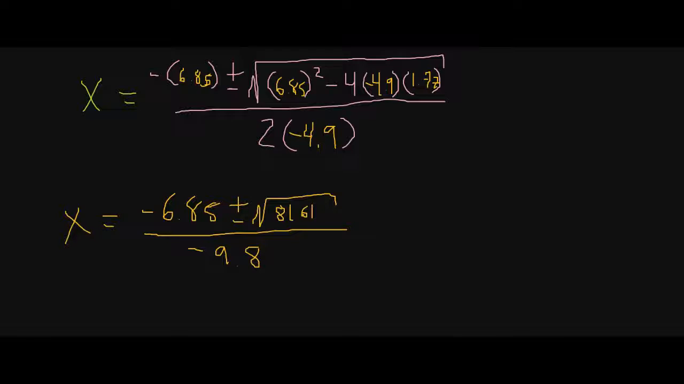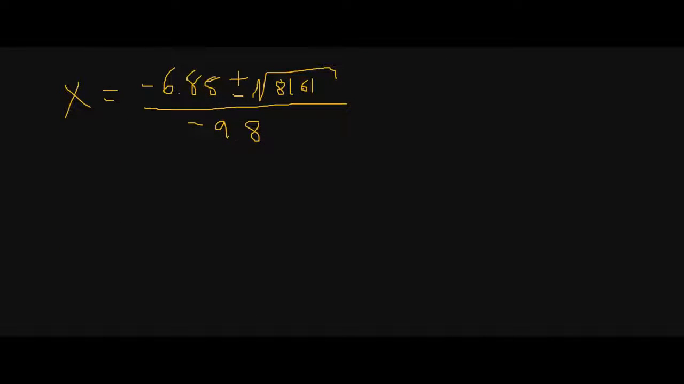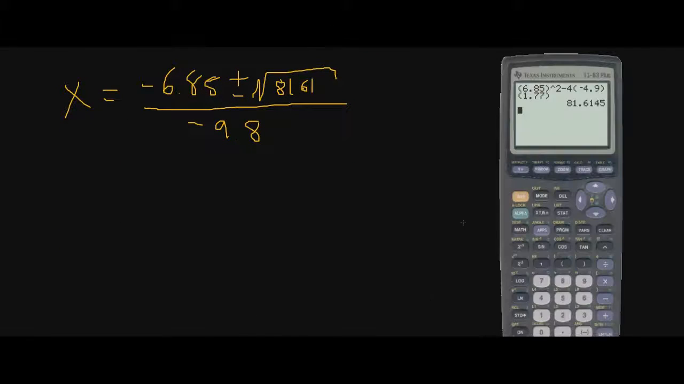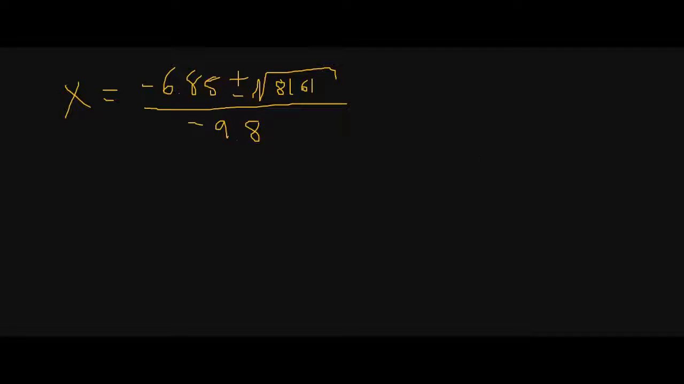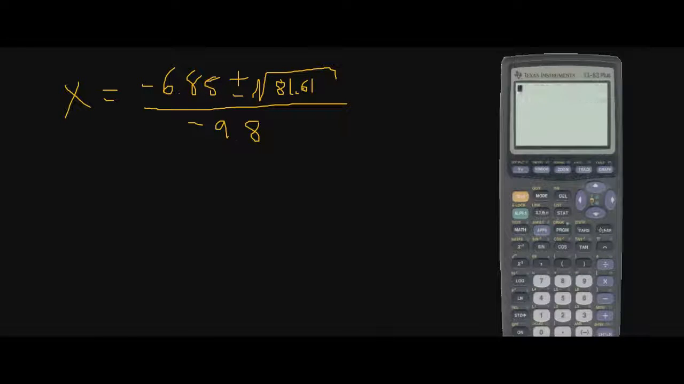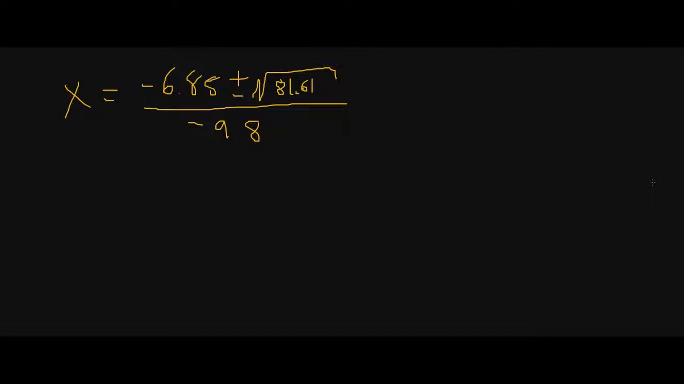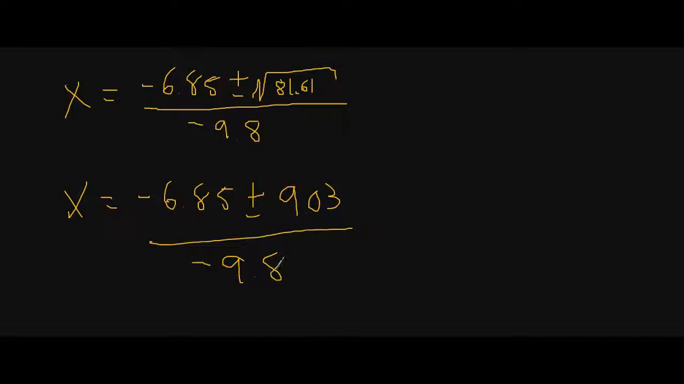Okay. Now that we have these here, let's simplify this here. All right, the square root, the dot's not there. There it is. The square root of 81 is 9, so we should get something close to that, right? 81.61. Okay, close it. 9.03. All right, so we're going to get x is equal to negative 6.85 plus or minus 9.03, all divided by negative 9.8.